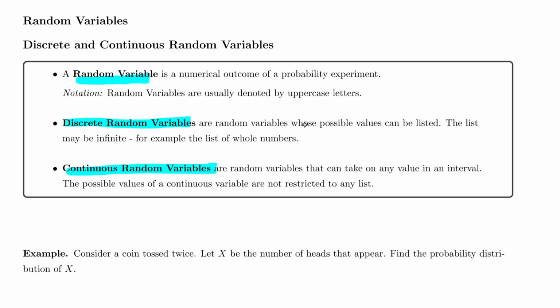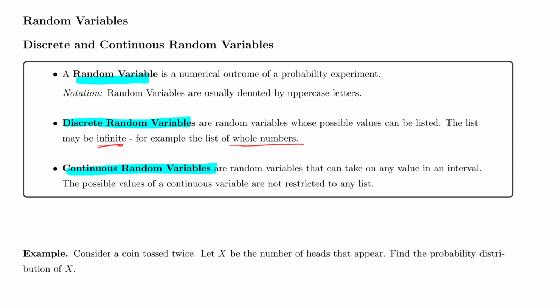And discrete random variables are the variables whose possible values can be listed. 0, 1, 2, 3, 4, 5, and so forth. The list may be infinite, but it's countable. Right? So the list of whole numbers, there are an infinite number of them, but we can count them. Continuous random variables can take any values in an interval. The possible values of a continuous variable are not restricted to any list. Okay, so that's essentially the difference between discrete and continuous random variables.